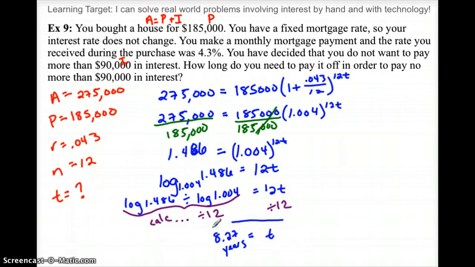If I can make my house payments and pay off my mortgage in a little over 8 years, I can spend $90,000 or less in interest. So some people figure out the max value they want to pay for a home, which would be $275,000. They say, you know what, this place isn't worth more than that. So let me get it paid off so I don't pay more than that. And we can figure out how long it would take. It would take a little over 8 years.